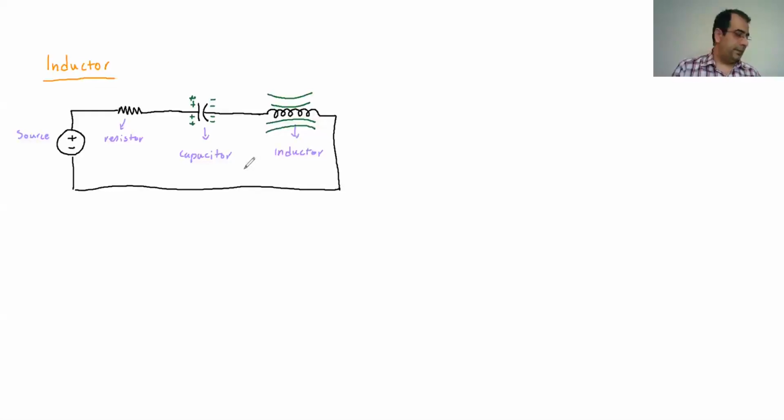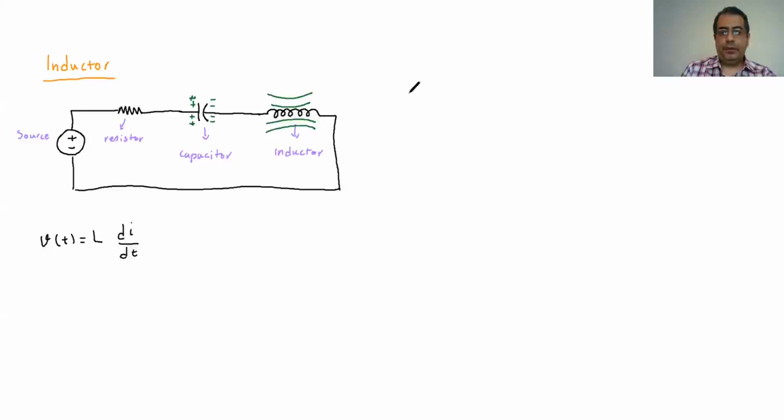So for the capacitor, for the equation that it works with, the voltage in the inductance is going to be V equals L di over dt.